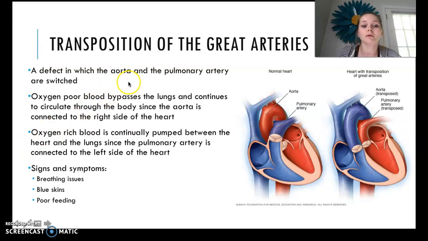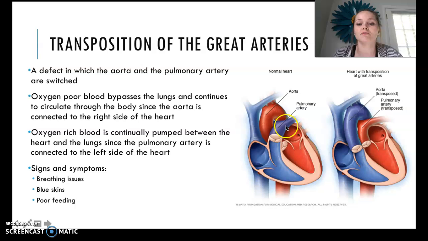So oxygen-poor blood bypasses the lungs and continues to circulate through the body since the aorta is connected to the right side of the heart. And oxygen-rich blood is continually pumped between the heart and the lungs since the pulmonary artery is connected to the left side of the heart. So again, some signs and symptoms include breathing issues, blue skin, and poor feeding.